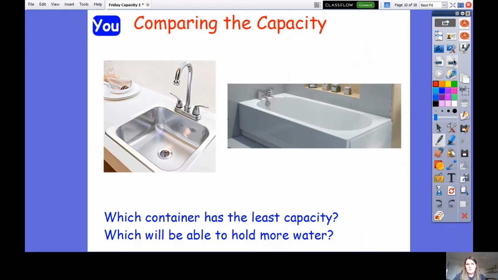Well done. Okay, let's read our question this time. Which container has the least capacity? Okay, we've got a bathtub and a sink. Which one of these contains the least amount of water? Which one could hold the least amount of water?